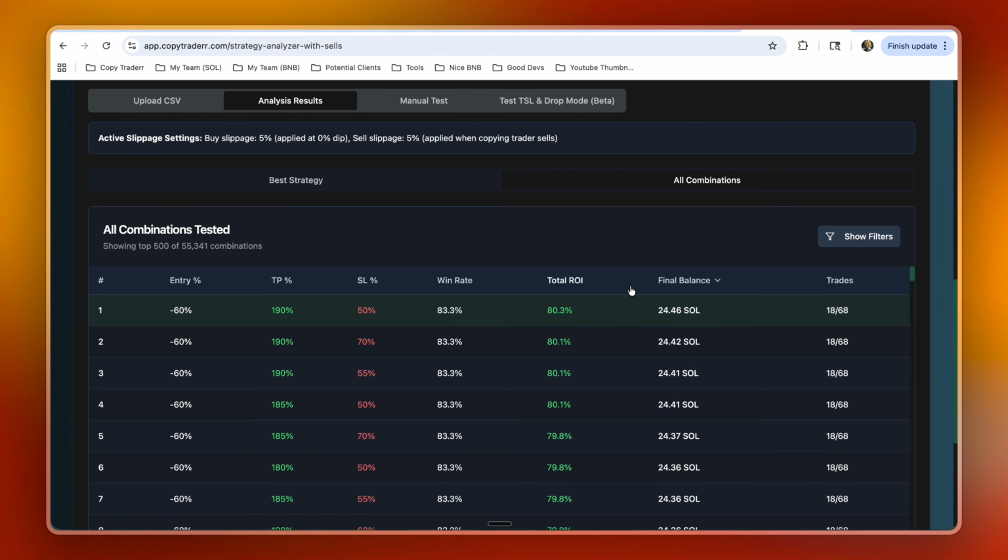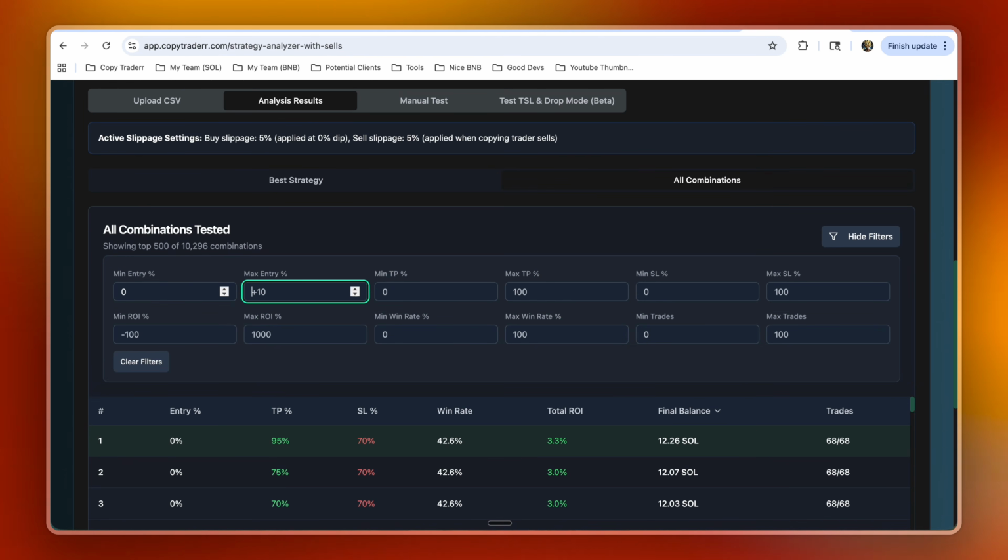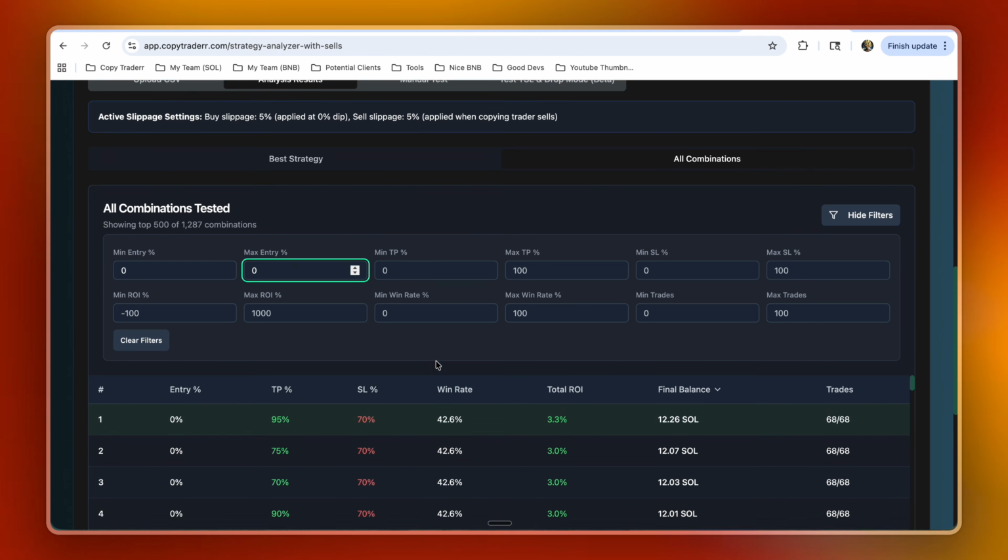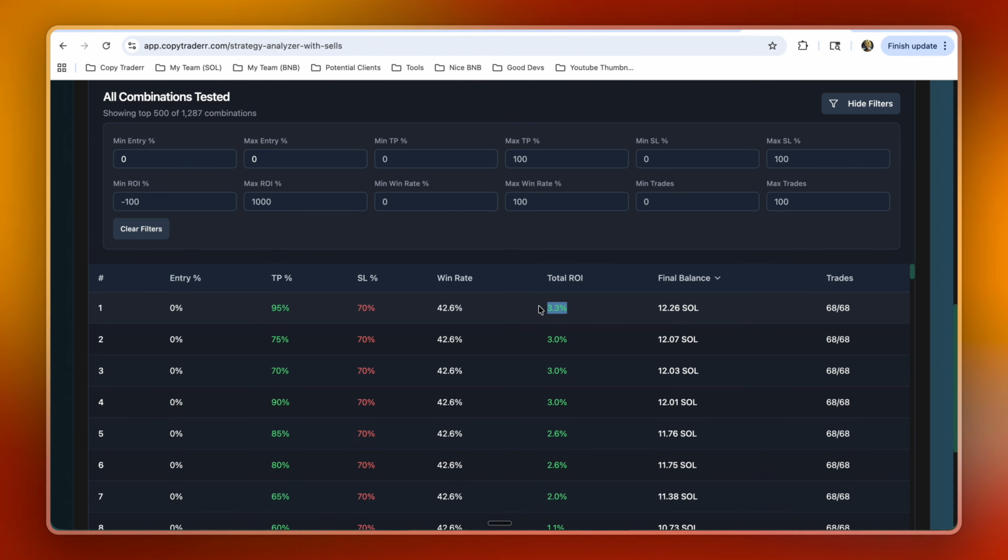And if there's no winning strategies when you run a trader, then you simply could not have won copy trading that trader. And what most people try to do is they try to just simply copy a trader by buying when they immediately buy, and you can see in this case you'd have a 3% ROI, and after fees you would probably end up losing a little bit of money.